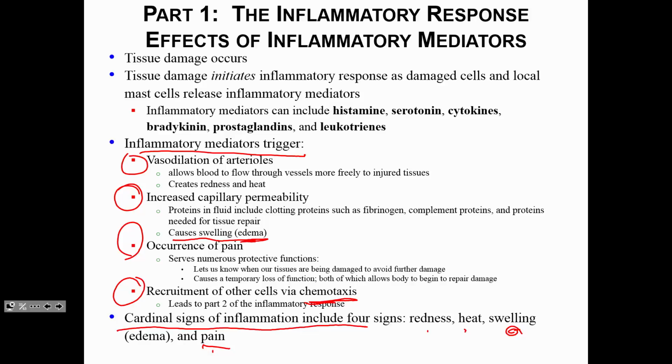It's how all these cells and all these proteins and all these phagocytes and all this stuff that we need to come and help us take care of the damage, it's how we get them there. All right, that chemotaxis is like a little chemical breadcrumb trail. That's how we have to recruit other cells. All right, and that's basically kind of like attracting them to the site so that we can get this job done. And then make sure you know the 4 cardinal signs of inflammation: redness, heat, swelling, and pain.